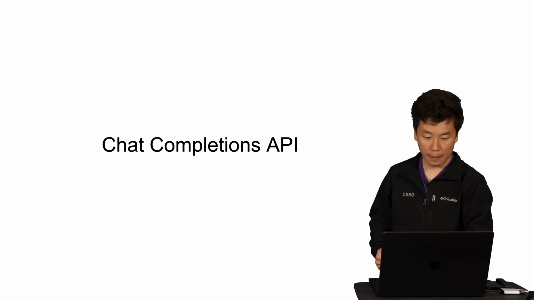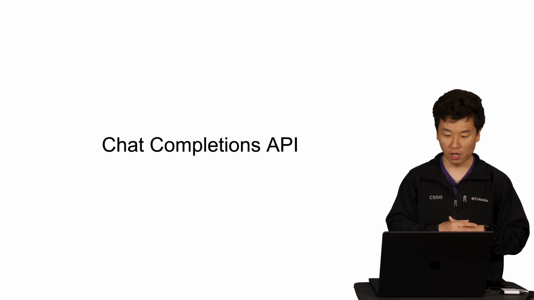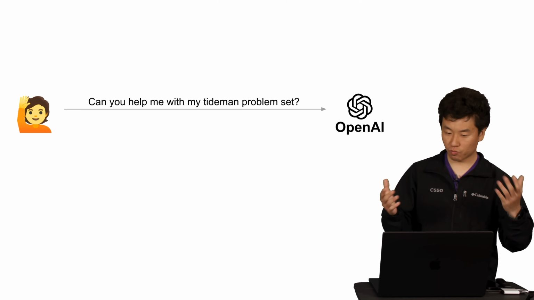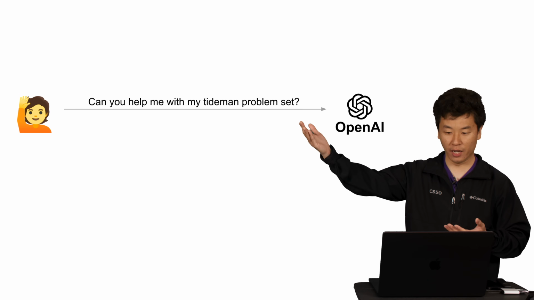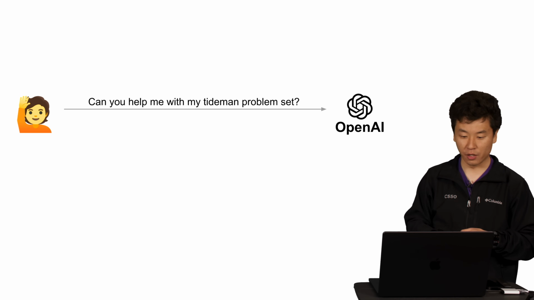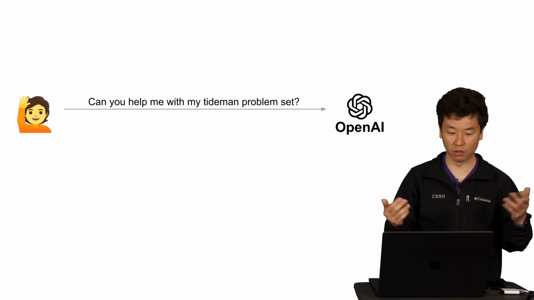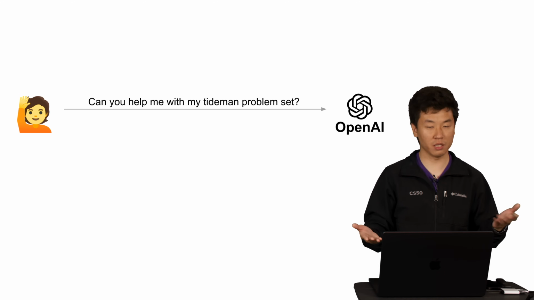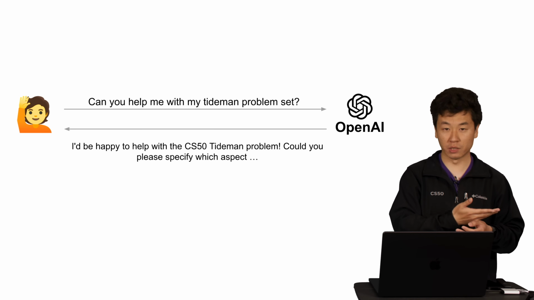Okay. So now let's talk about the chat completion API with the foundational knowledge in mind. When you use this API, you make an API call to OpenAI's server sitting in the cloud. Usually the payload would be the message, because you are prompting the model to get a response. So for example, I can ask, hey, can you help me with my Tideman problem set? Okay, the model will just generate a response back.